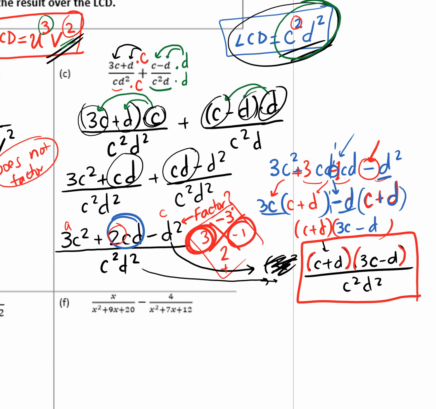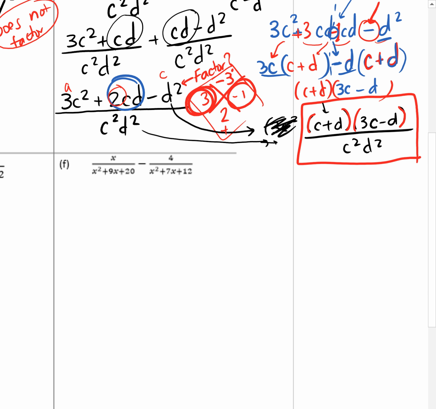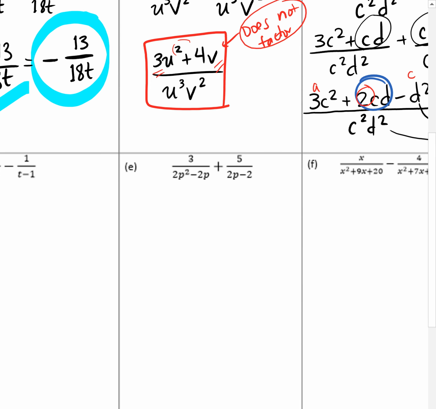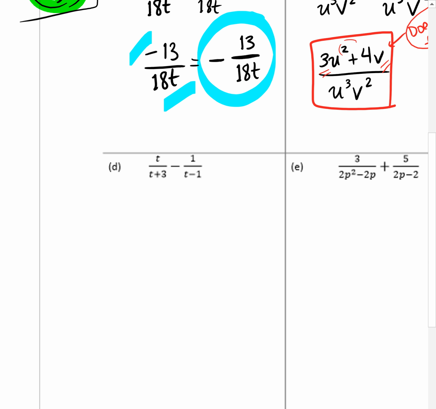There you go. Man, this is tough. It's a lot of work, but let's see. The more of these we practice, the better we'll get at it. Let's try this next one, part D here. So we got a t over t plus 3 and a 1 over t minus 1.